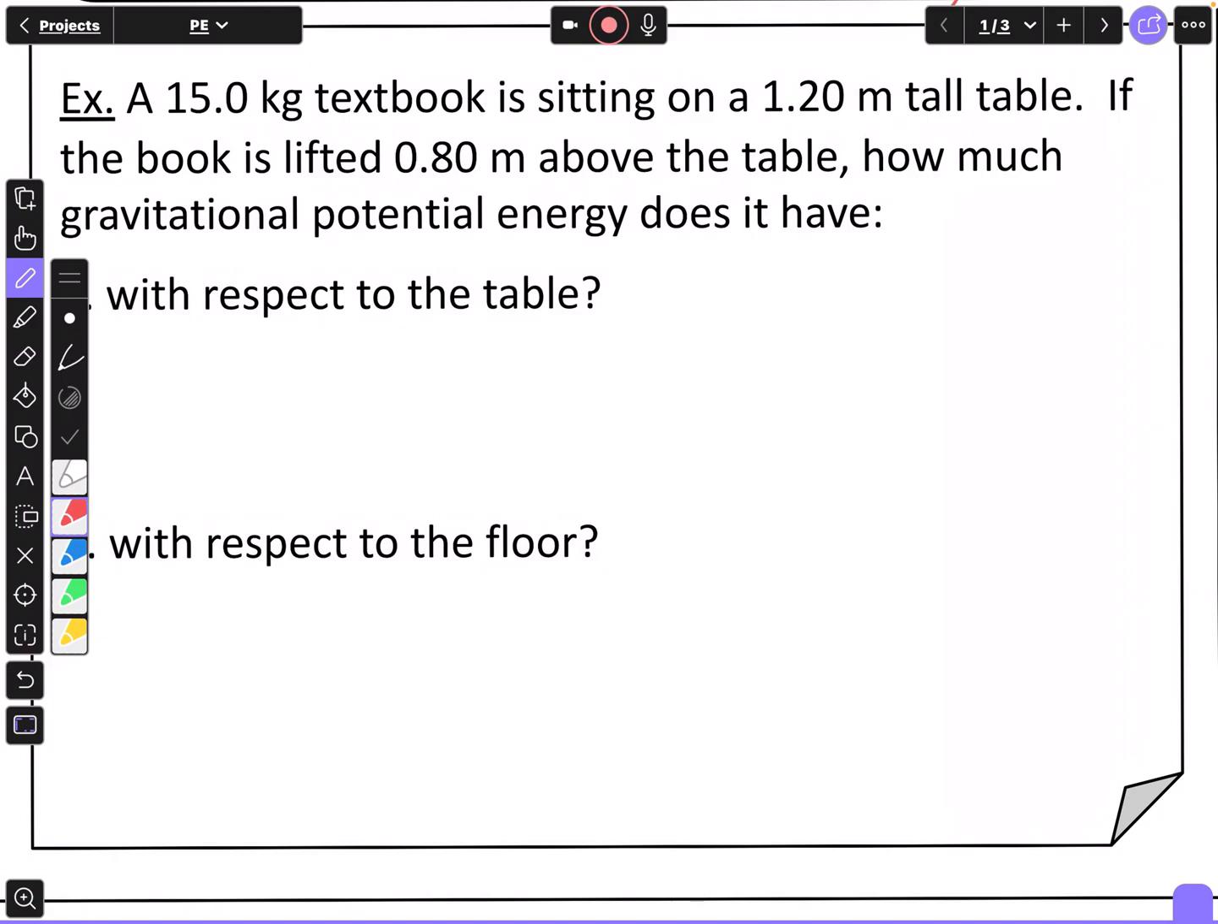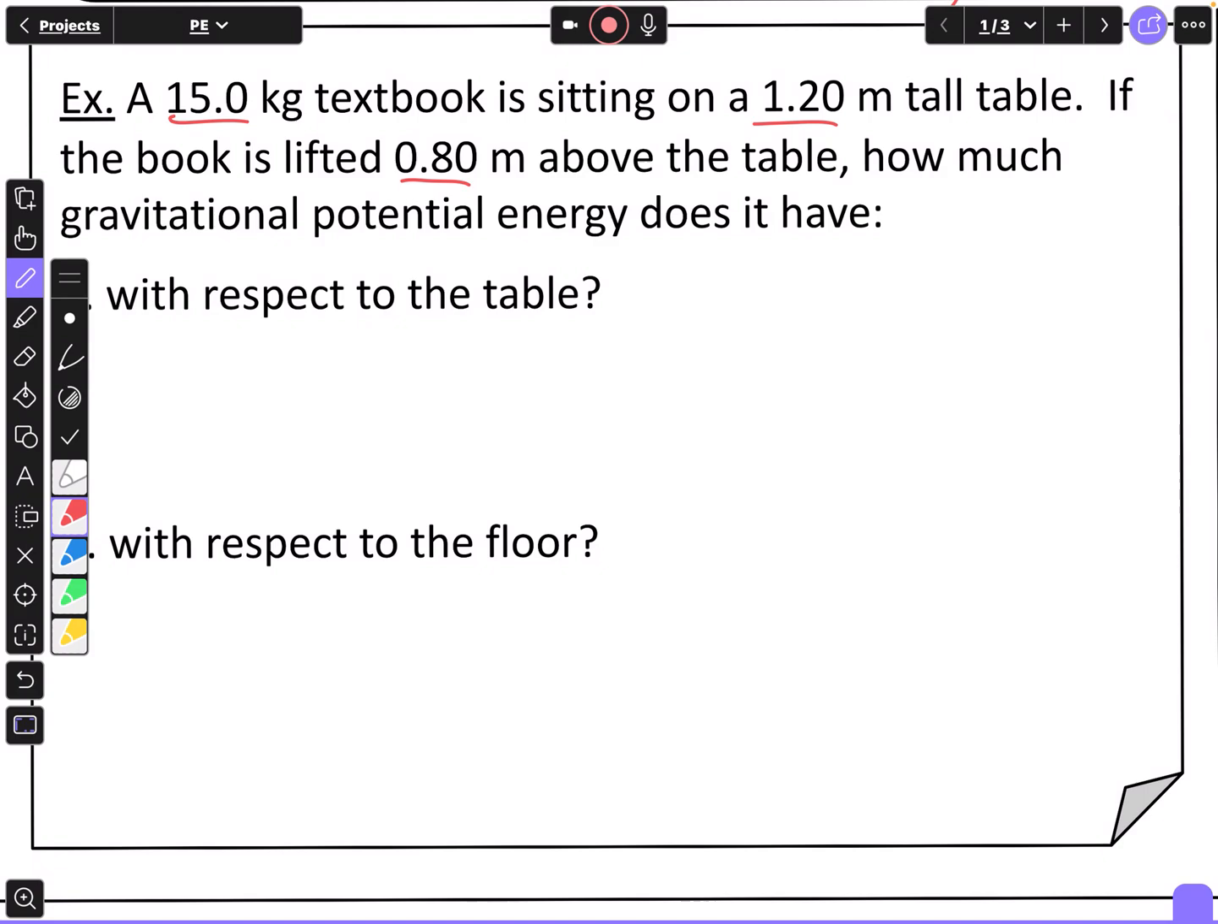Well, to solve for this, I notice it gives me some numbers. It gives me a mass of 15.0 kilograms, and it's sitting on a 1.20 meter tall table. And if it's lifted 0.80 meters above the table, how much gravitational potential energy does it have? First, with respect to the table.